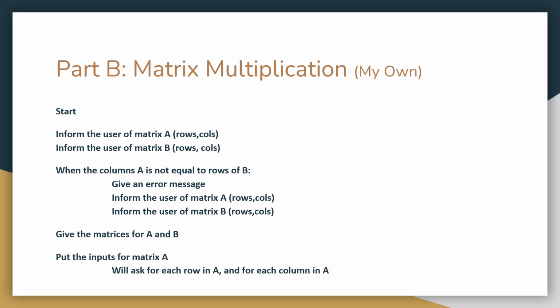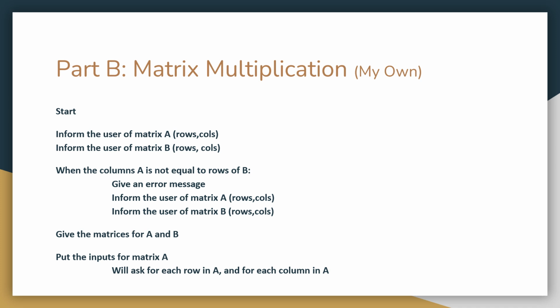But in this case, let's say your rows for matrix A is 3, and maybe your columns is 4. And for matrix B, let's say your rows is 4 and your columns is 3. Since your columns in matrix A is 4, it's the opposite, so it's going to give an error message. When the columns of A is not equal to the rows of B, give an error message.